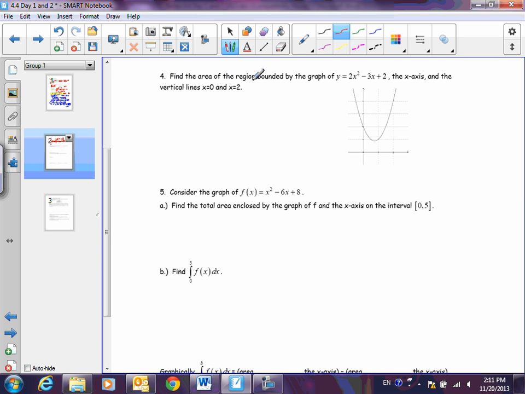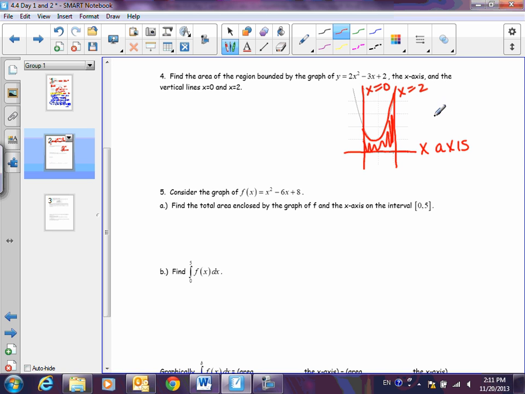All right, let's look at 4. And on 4, notice that it's not set up. So you're going to have to figure out how to set this up. First of all, they give you the parabola. They say x-axis, vertical lines, x equals 0 and x equals 2. So let's actually draw this. X equals 0, x equals 2, vertical lines, and then x-axis, which is the same as y equals 0. I'm going to highlight or darken the part of the parabola, and this is what we're trying to find.